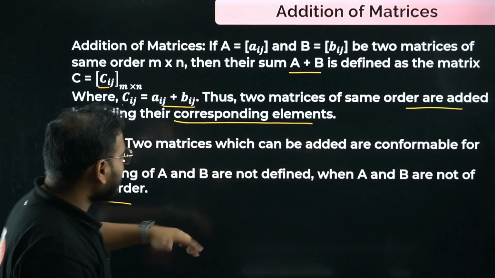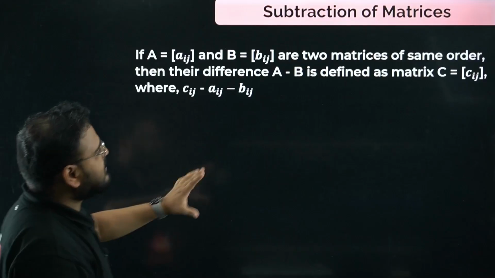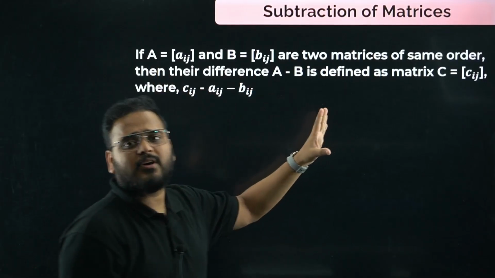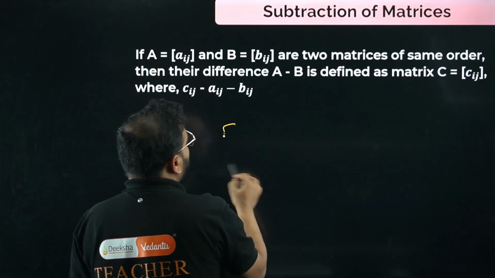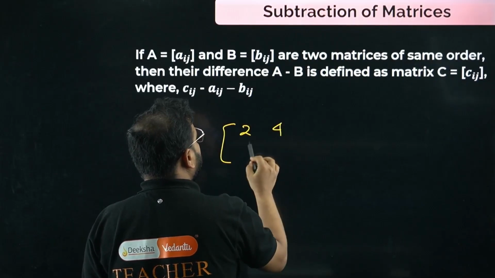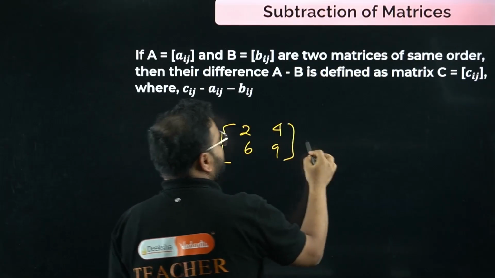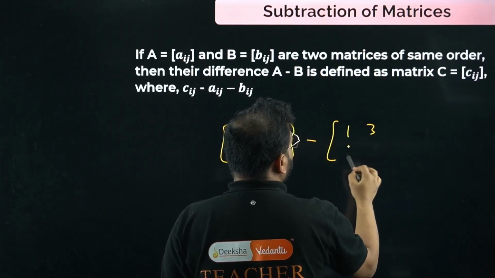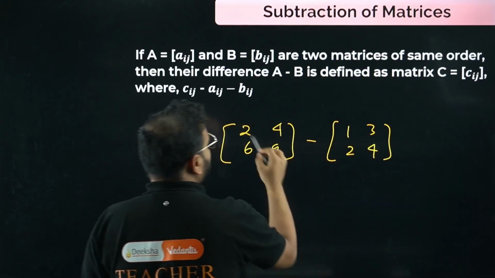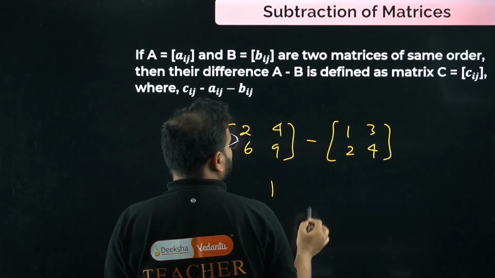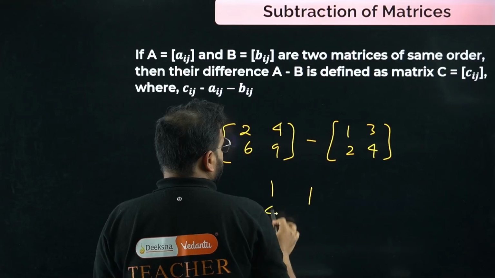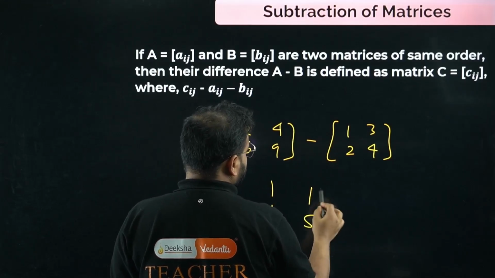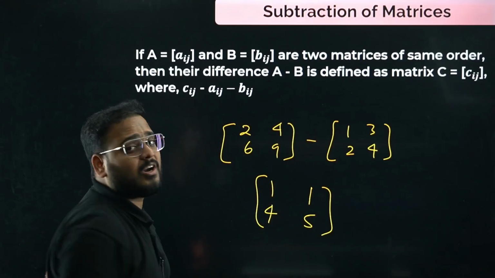Can I quickly skip this part? Please allow me. Same thing over here also. If you want, I can take an example. Let's say we write a matrix here: 2 4 6 9. I have a subtraction matrix here: 1 3 2 4. Subtract: 2 minus 1 is 1. 4 minus 3 is 1. 6 minus 2 is 4. 9 minus 4 is 5. We could do this because the order was the same.